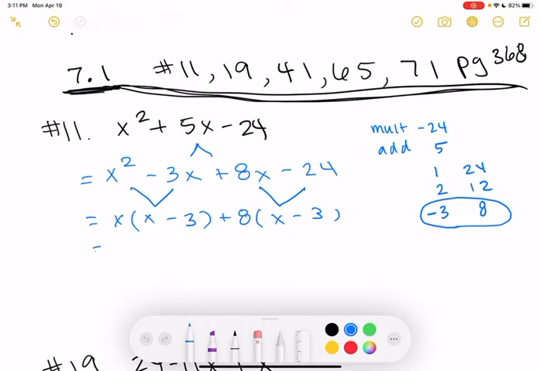Now I have this x minus 3 in common for both of these. So I have my x minus 3. And then what gives me x times x minus 3? That's x. And then what gives me this positive 8 with the x minus 3? I'm going to drop down that positive 8. And I get x minus 3 times the quantity x plus 8.